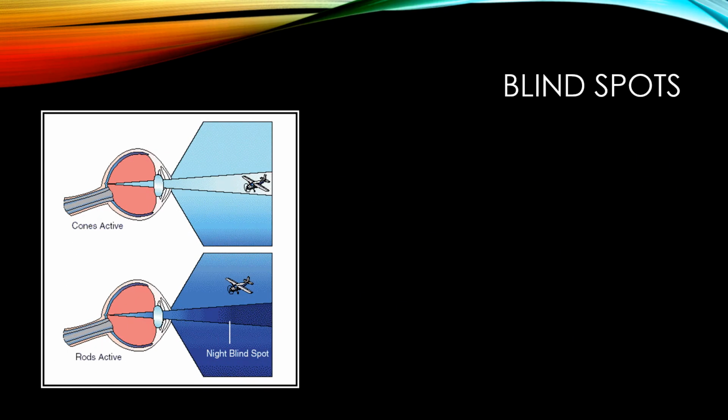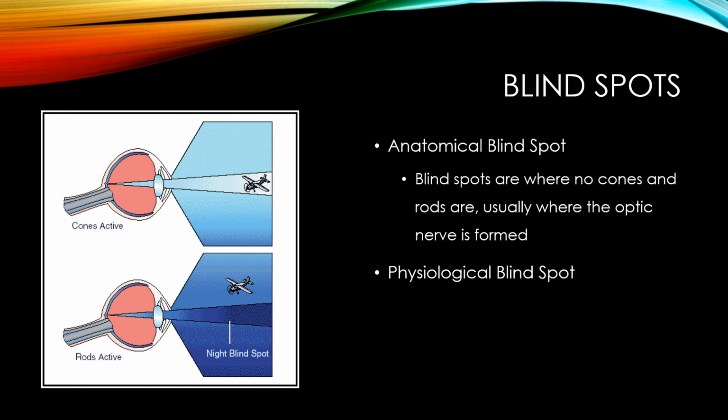Blind spots. So there's two types of blind spots that we have to consider. One is the anatomical blind spot, and the second is the physiological blind spot. Anatomical blind spot means that this is the location in the eye where there's no cones or rods present, usually where the optic nerve is formed. So if light is directed to that area, you won't be able to see anything.